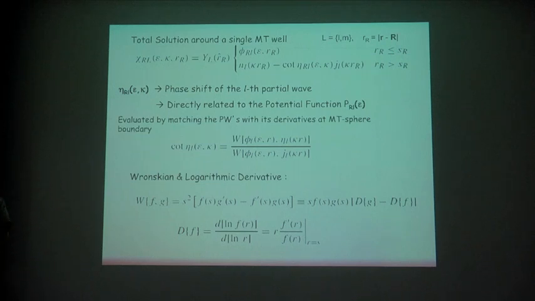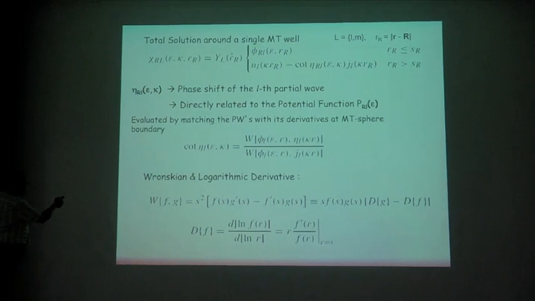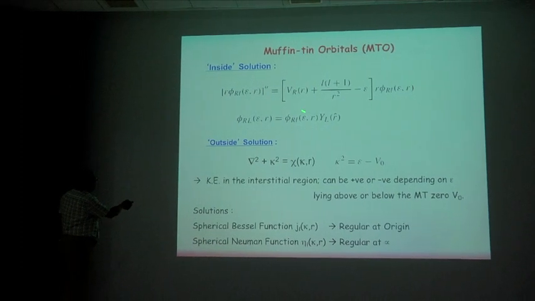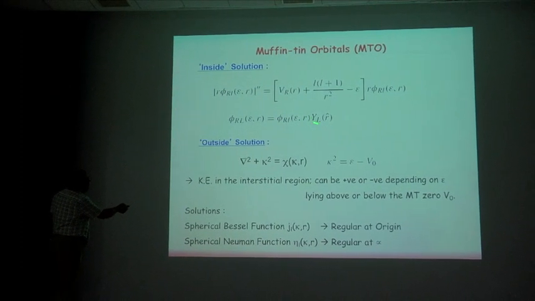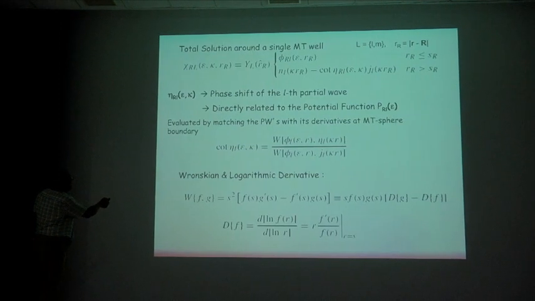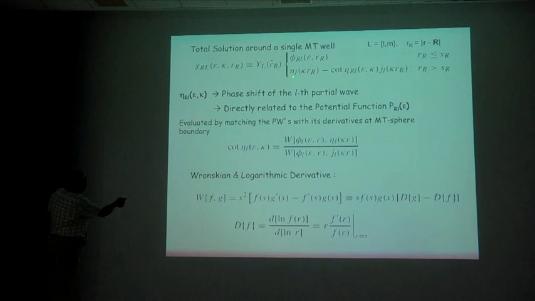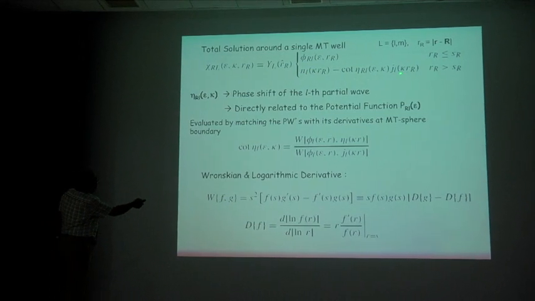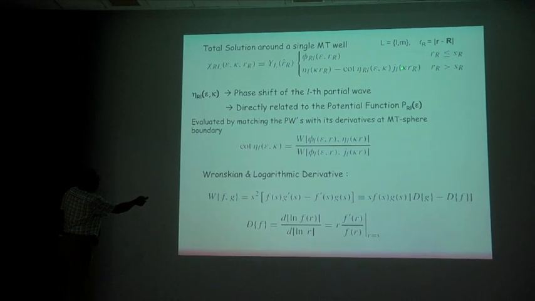This is called the muffin tin sphere. Inside the muffin tin sphere, when R, the running variable, is less than S, and this capital R is the Rth ion, it is a partial wave, which is this one. And this YLM I keep separately. This is the partial wave. And when R is greater than S, then it is a linear combination of the Bessel function and the Neumann function.